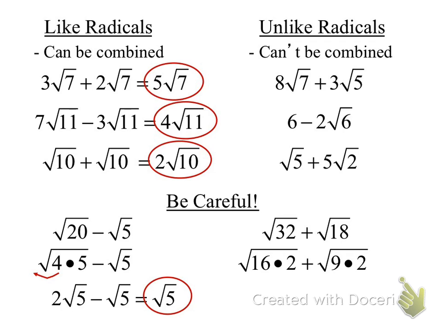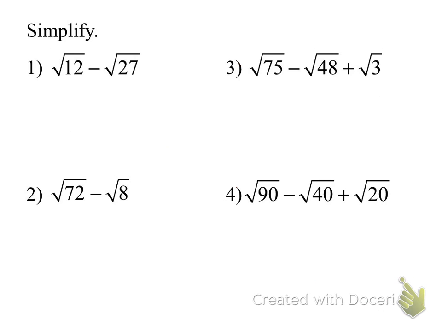32 becomes red 16 and 2. 18 becomes 9 and 2. So the square root of 16 is 4 red 2. And the other becomes 3 red 2. So 4 red 2 plus 3 red 2 makes 7 red 2. Next.